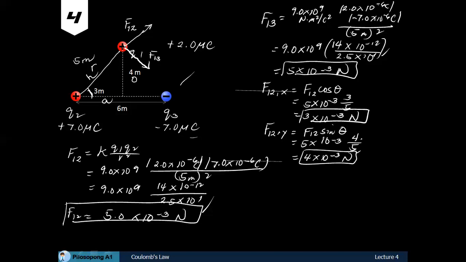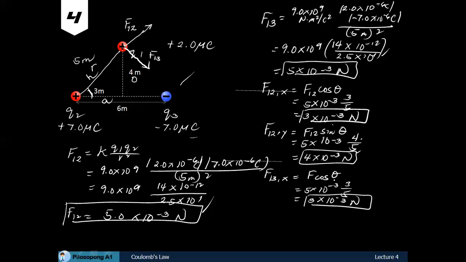What about the x and y component of this F13? So F13x is equal to F cosine theta. So we use the same numbers for the opposite, adjacent, and hypotenuse. So you have 5 times 10 raised to negative 3 times 3 over 5. We get 3 times 10 raised to negative 3 newtons.